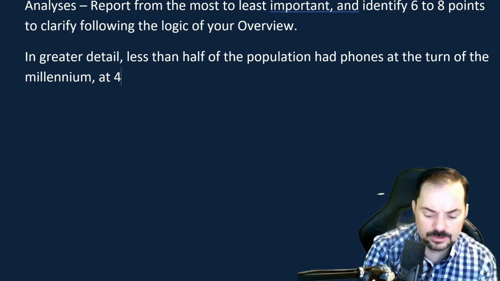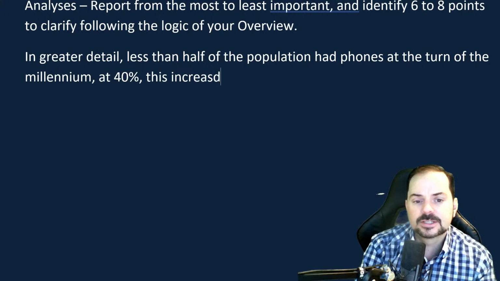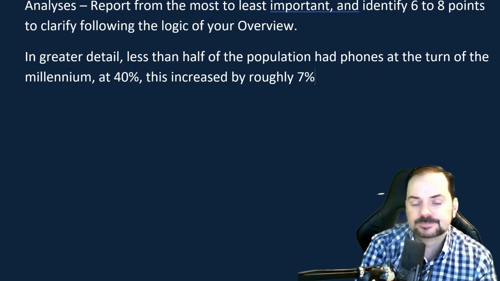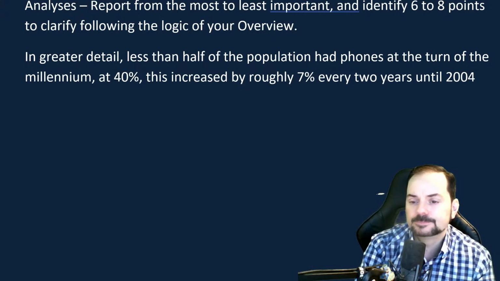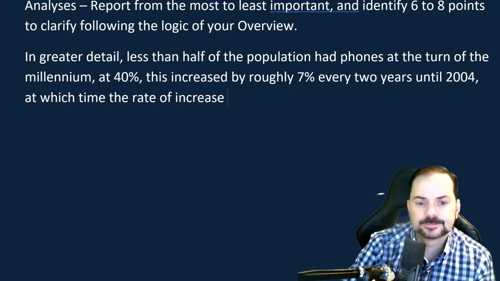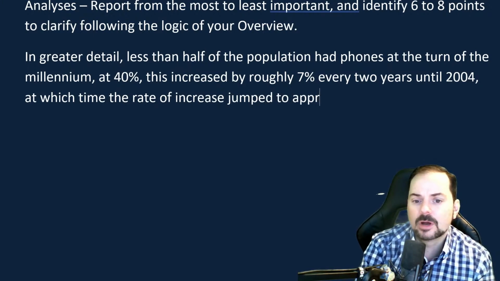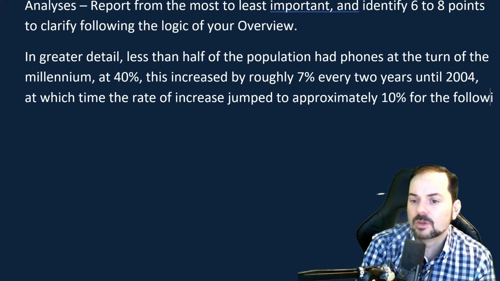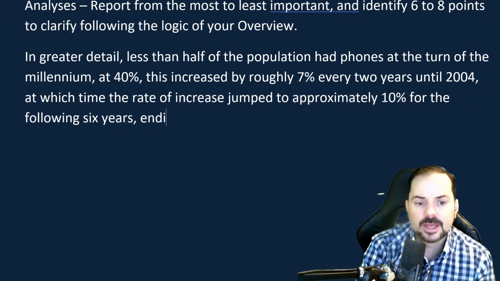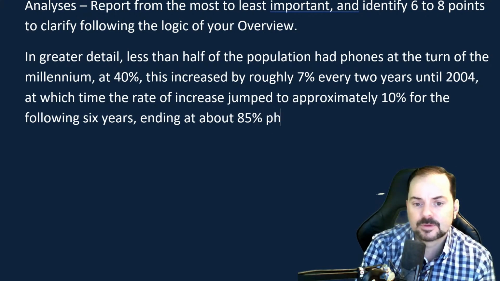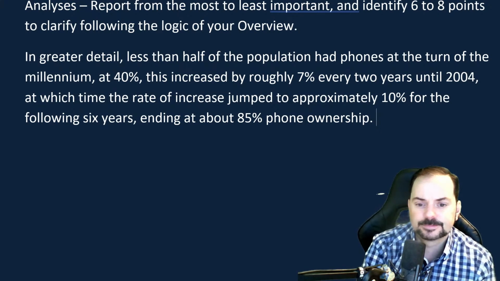And then you can do this if you really want to report the percent at 40%. This increased by roughly 7% every 2 years until 2004, at which time the rate of increase jumped to approximately 10% for the following 6 years, ending at about 85% phone ownership.